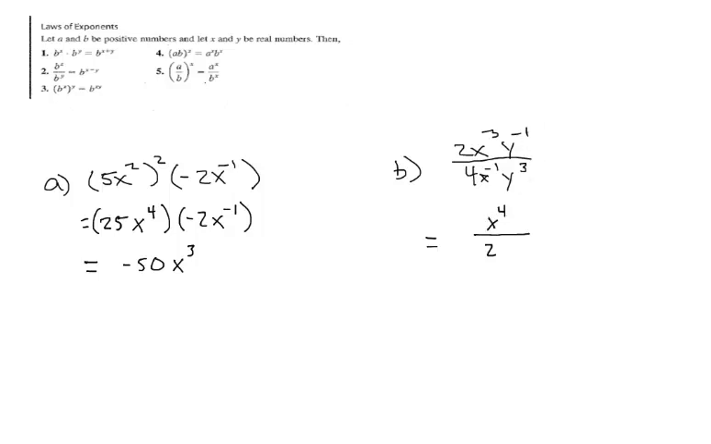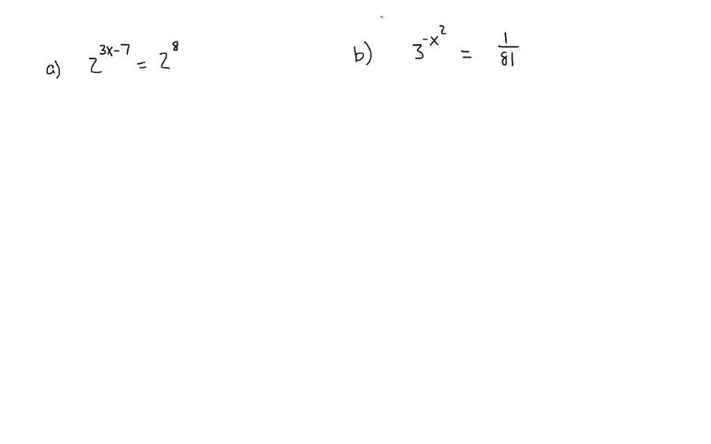And now we have y to the negative 1 divided by y to the 3rd. So I have negative 1 minus 3 is y to the negative 4th. And we don't want to leave our answers with negative exponents, so remember, if the exponent is negative in the numerator, it becomes positive in the denominator. So we have x to the 4th divided by 2y to the 4th. Let's take a look at some other examples.